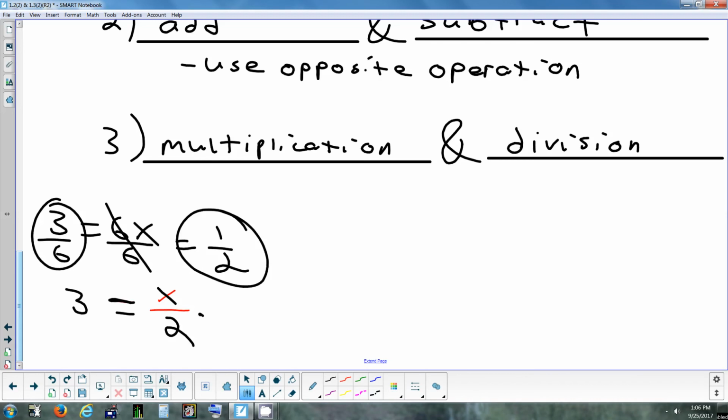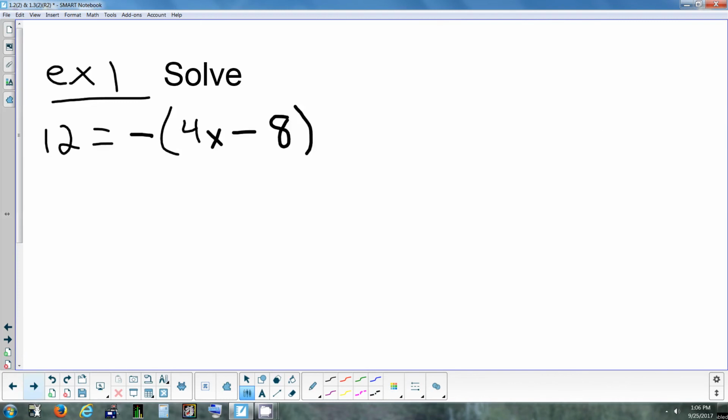So you just know when you're going to use multiplication, you're going to have a fraction. Most of the ones we do, guys, are going to have whole numbers. And most of the stuff we do during the year when you have to solve an equation, you're going to have to divide. Every once in a while you may have to multiply, you may have a fraction there.